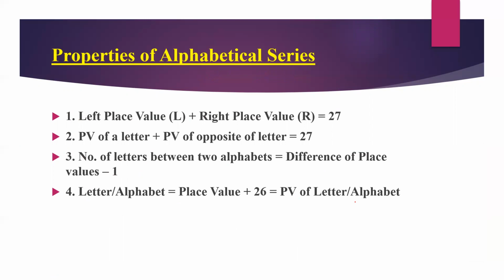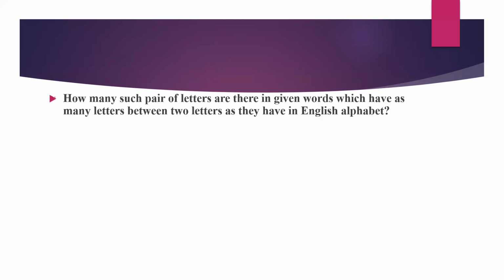Okay. Now, we also saw in our last class a type of question for which I have already given you 2 words. I hope you all have done that. So let's see what the question was. How many such pairs of letters are there in the given words which have as many letters between the two letters as they have in the English alphabet? Means as many letters as are there in the word between two letters is the same as in the alphabetical series. The number of letters between the two letters is the same.